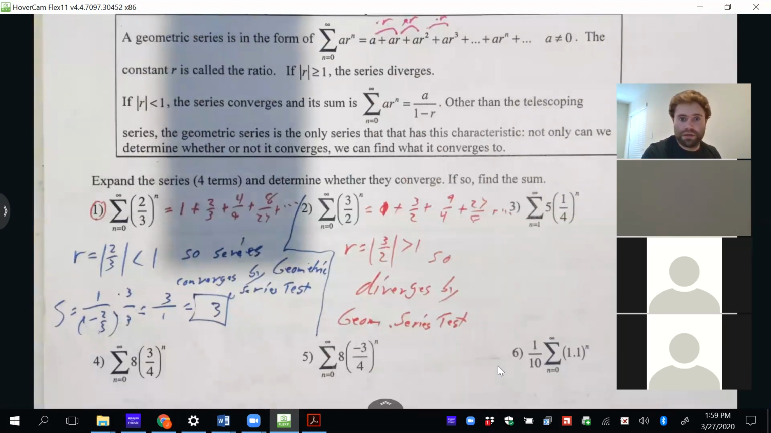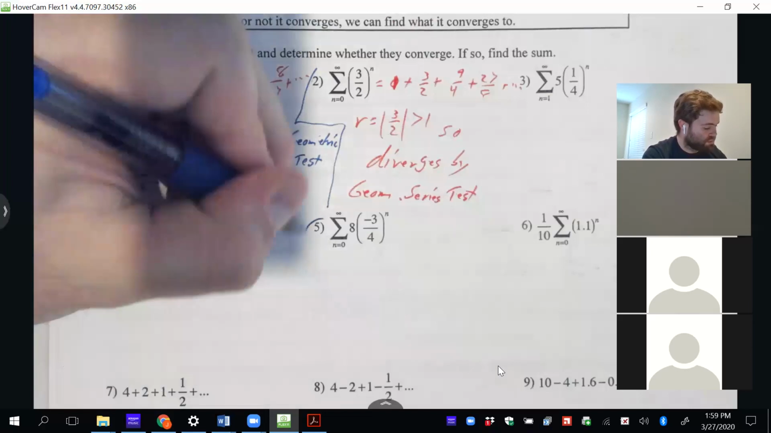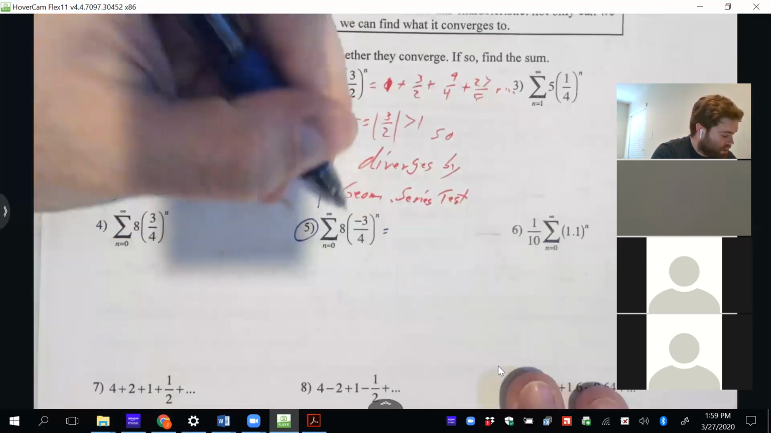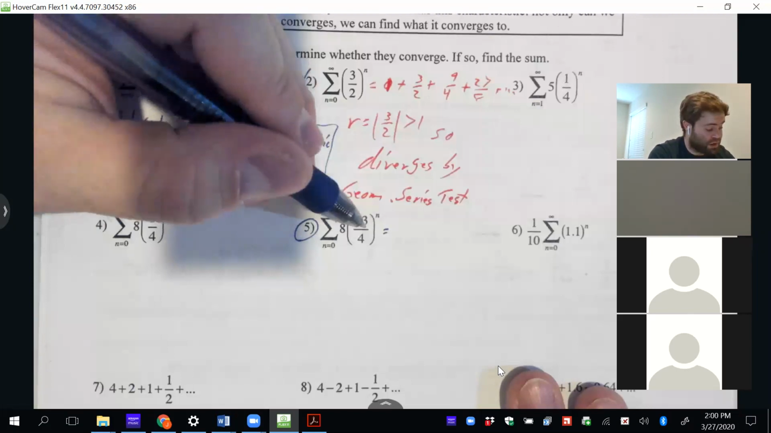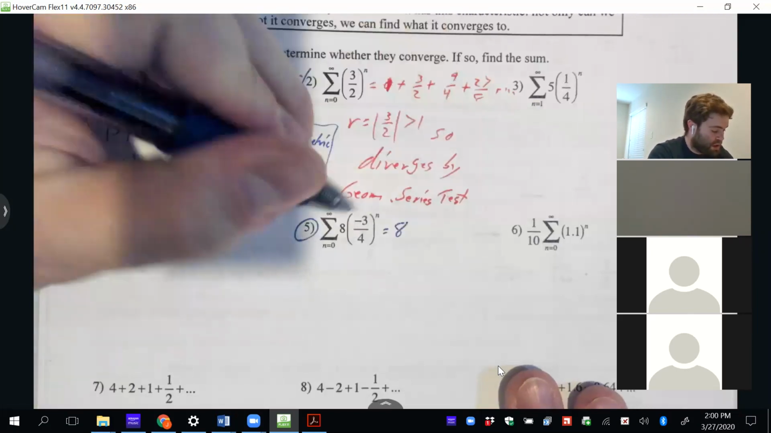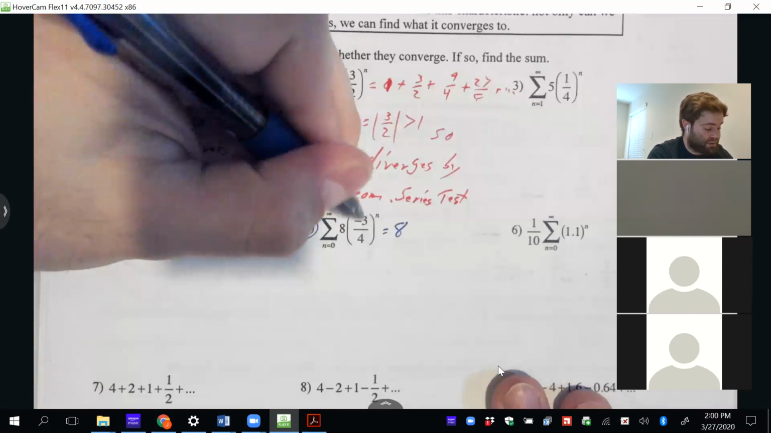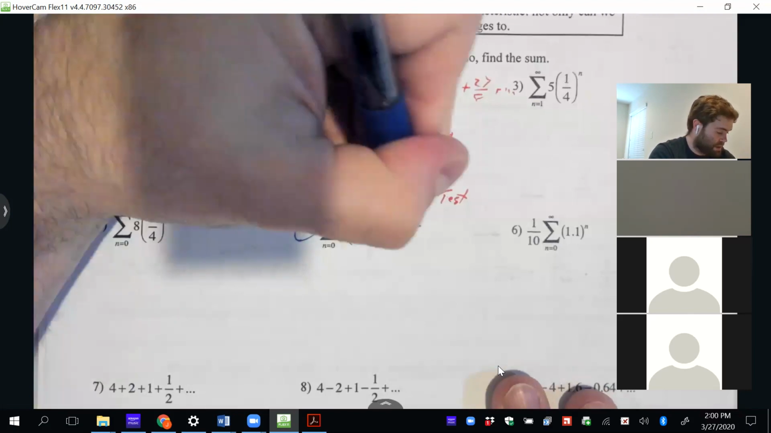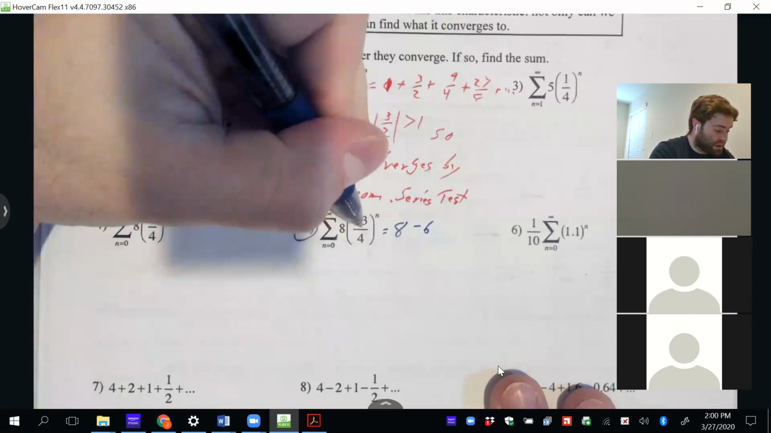Next, we're on number 5. On number 5, when n is 0, we'd be raising this fraction to the 0th power, which is just 1. So we'd start off with just 8. And then when n is 1, it'd just be this itself. So it'd be 8 times -3/4, which would be minus, well, what's 3/4 of 8? That would be 6. Then when n is 2, that would become positive, and we'd be squaring it.